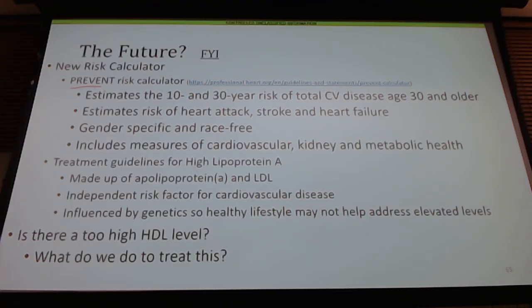And the advantages of using PREVENT are, one, you can calculate risk for people 30 years of age and older, not 40. And it also gives me a 10 and a 30-year risk. So what is their 10-year? Okay, not that bad. But you're 30 right now. By the time you're 60, I predict your chances of having a heart attack, stroke, or peripheral arterial disease is this. So it gives you that breakdown.